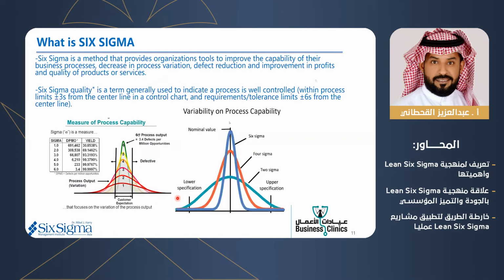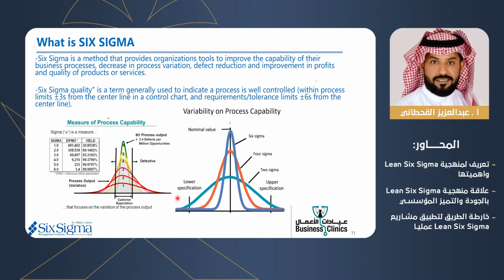Okay, now we'll move to the Six Sigma concept. So what is Six Sigma? Six Sigma is a set of tools given to any organization to improve the process capability, reduce the variation of the processes, reduce the defects, and also improve the profitability and the quality of products or services. So Six Sigma here is applicable to any organization.